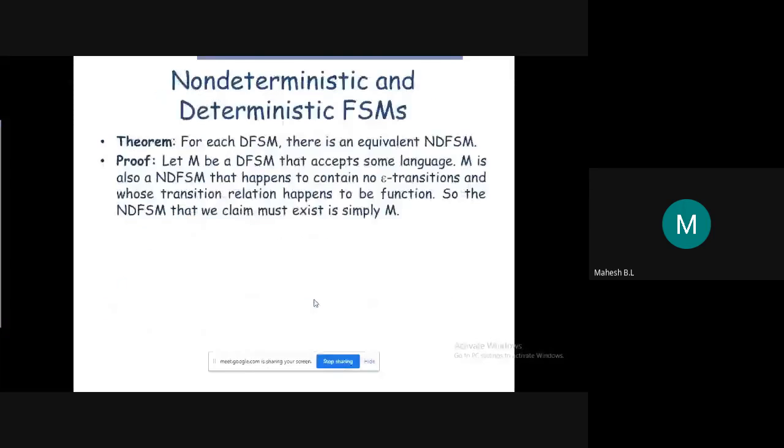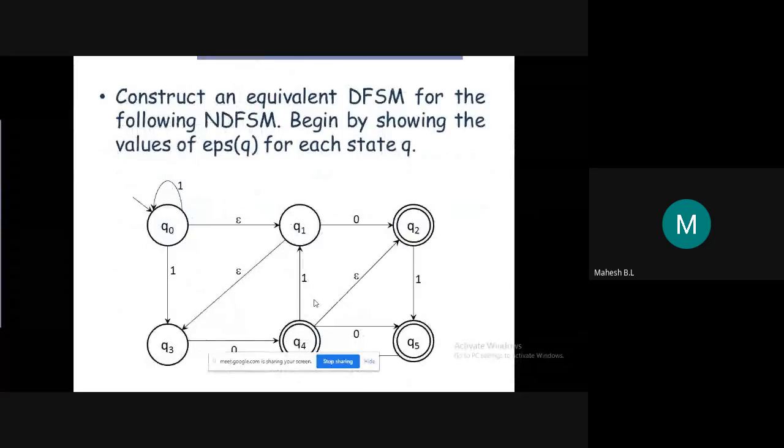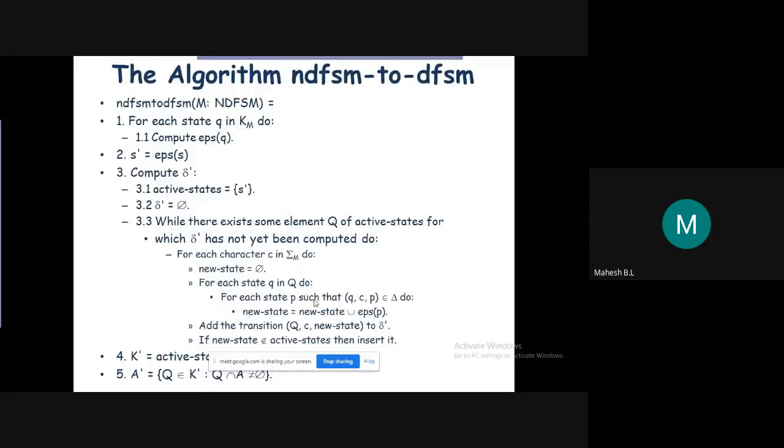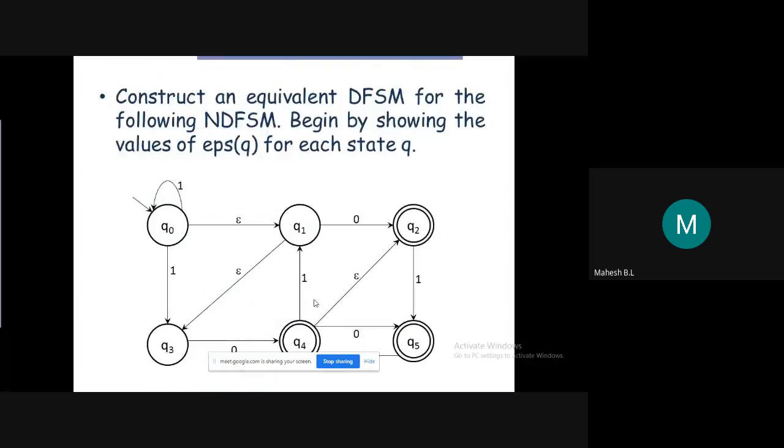Okay, next we have one problem. The algorithm is there, that is NDFSM to be converted to DFSM. So you know what is DFSM? It is the deterministic finite state machine. NDFSM means non-deterministic finite state machine. In DFSM, there is no confusion. From a given state, for a given input symbol, you know what is the next state. But in case of NDFSM, there is a confusion. For a given state, for a given symbol, there can be multiple next states.